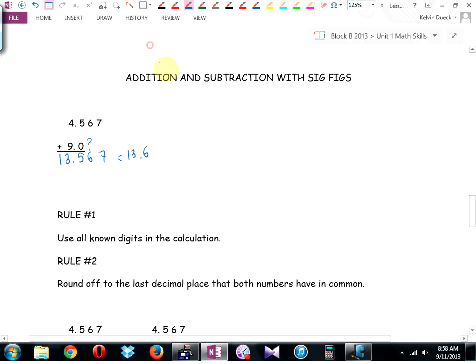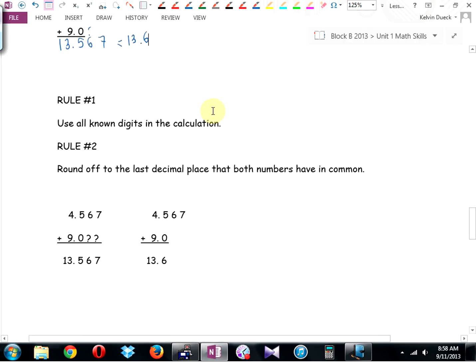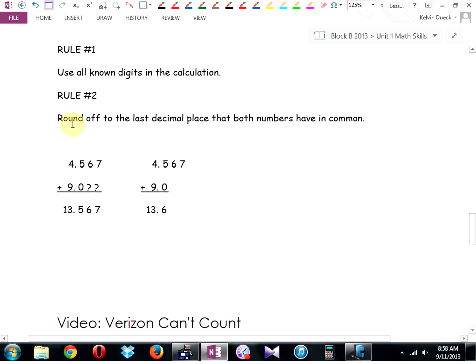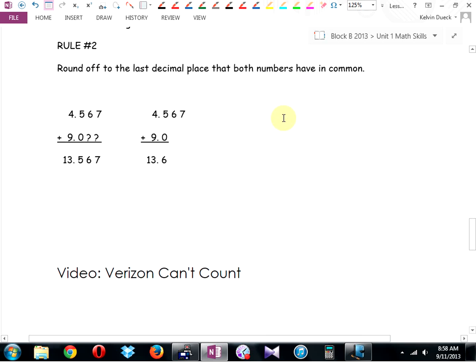Okay. So, Rule 1, use all the known digits in the calculation again. Rule 2, you round off to the last decimal place that both numbers have in common. All right.